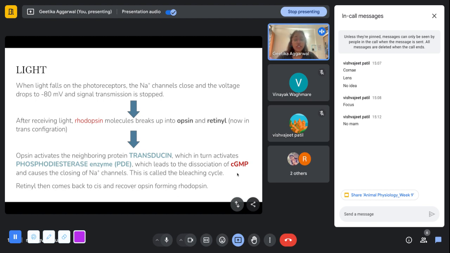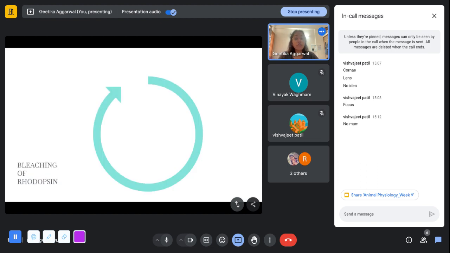So this is called the bleaching cycle of rhodopsin. And at the end of this cycle, the retinal regains its cis configuration. It had been converted into trans and could no longer be attached to opsin to form rhodopsin. So retinal eventually regains its cis configuration and it attaches to opsin, forming rhodopsin again. So this is how the dark and the light phases of these rods function. To summarize, I will tell you once more what is happening in the bleaching of rhodopsin. When it is dark, there is a constant signal transmission. There is a constant current which is called the dark current.